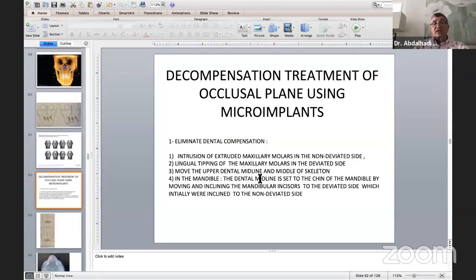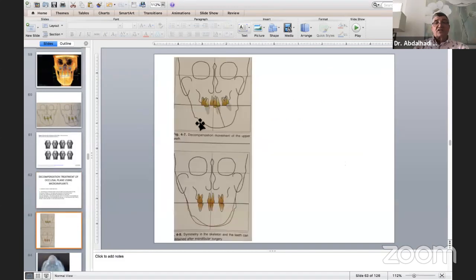Move the upper dental midline to the middle of the skeleton. In the mandible, the dental midline is set to the chin of the mandible, moving and inclining the mandibular incisors to the deviated side, which initially were inclined to the non-deviated side. So here is a sketch again, the upper teeth and the lower teeth.